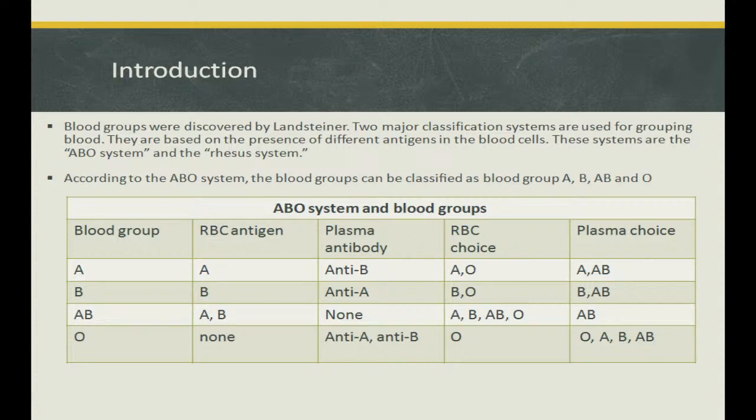So first of all, to understand it in detail, some words as an introduction. Blood groups were discovered by Landsteiner. Two major classification systems are used for grouping blood. They are based on the presence of different antigens in the blood cells. These systems are the ABO system and the rhesus system. You saw already on a previous slide where I presented a number of other systems, but these are the most major classifications.